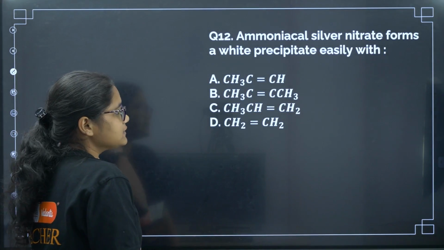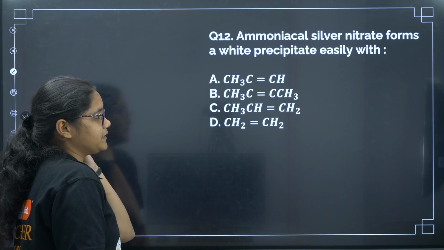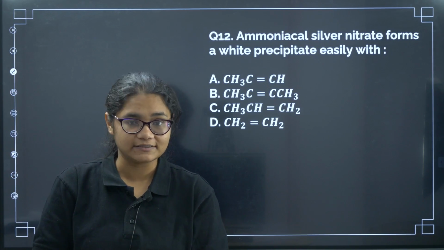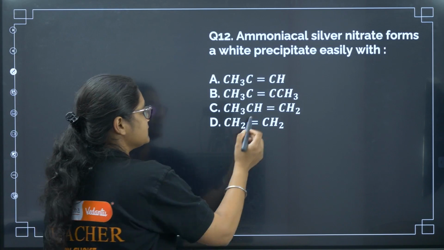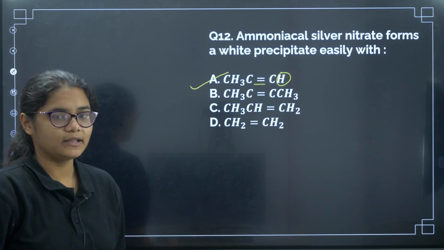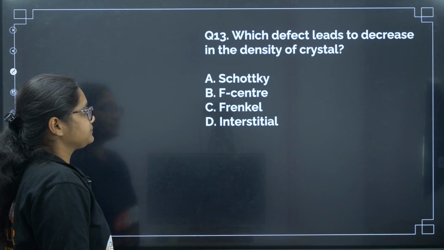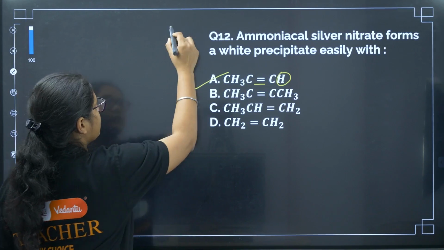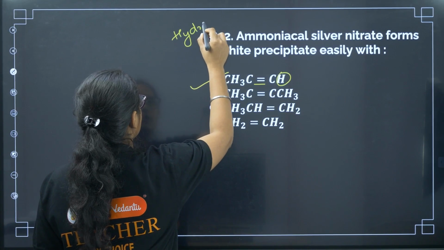Next, ammonical silver nitrate forms a white precipitate easily with. So this reaction will happen where terminal alkynes are there. Okay, so terminal alkynes is here. So the correct answer for this question is option number A. Next, so this question is from your hydrocarbons chapter. Okay, alkynes part.